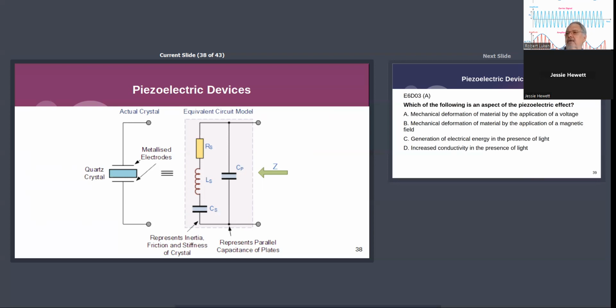What they call the stiffness of the crystal is equivalent to the inductance, like a spring, where the capacitance is the mass of it. So when you go to the mechanical world of a tuned circuit, like a tuning fork, you've got a spring and a mass, and that is equivalent to the inductance and capacitance.